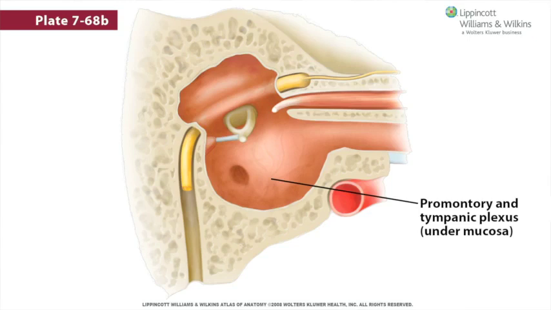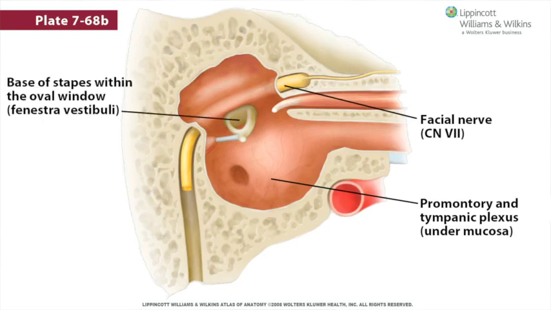Superior to the promontory is a ridge corresponding to the wall of the horizontal part of the canal for the facial nerve. Between this ridge and the promontory is an opening called the oval window, or fenestra vestibuli, which is filled by the base of the stapes. Inferior and posterior to the promontory is another opening called the round window, or fenestra cochlea, which is covered by the secondary tympanic membrane. The function of the oval and round windows will be detailed shortly.